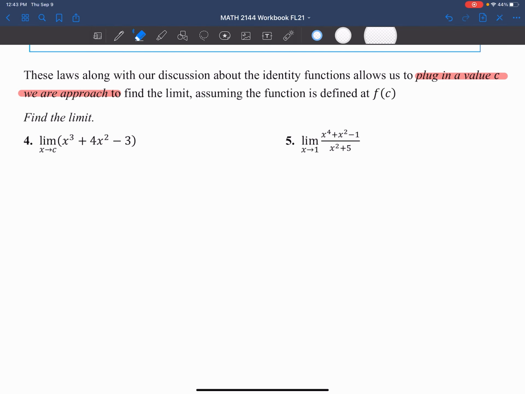Find the limit. Let's do 5 first. You know what? Let's do 4. But let's change it. C kind of looks like a 6. Let's just make this a little more concrete and make that a 6.